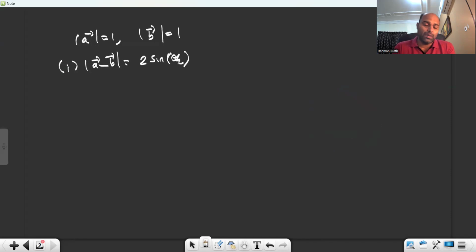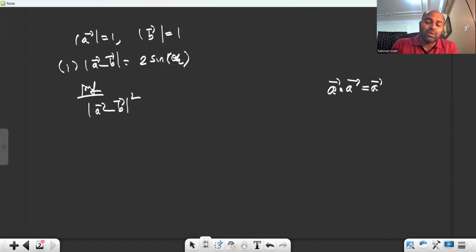How can we proceed? Proof. Magnitude of A minus B square. I told you many times, I think you remember, A dot A you can write as A square, or magnitude of A square, because the dot product is a scalar quantity. In all these cases it is the same value, don't forget about that.